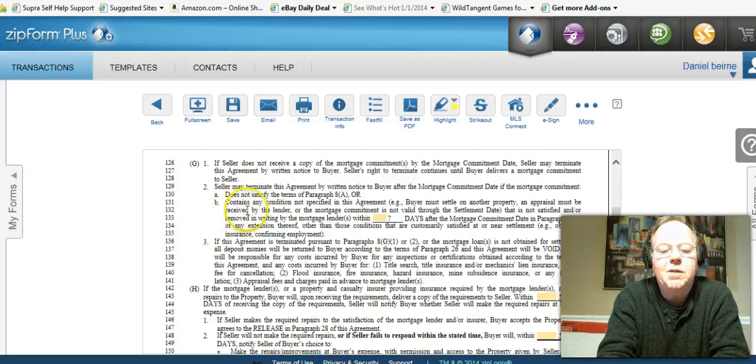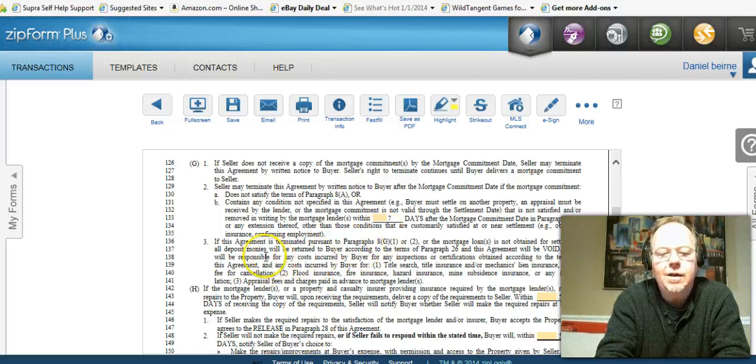If the mortgage commitment contains any condition not specified, buyer must settle another property, or appraisal must be received by a lender, or is not valid through the settlement date. And then the buyer is given 7 days to try to correct it. After that point, the seller can terminate the contract.